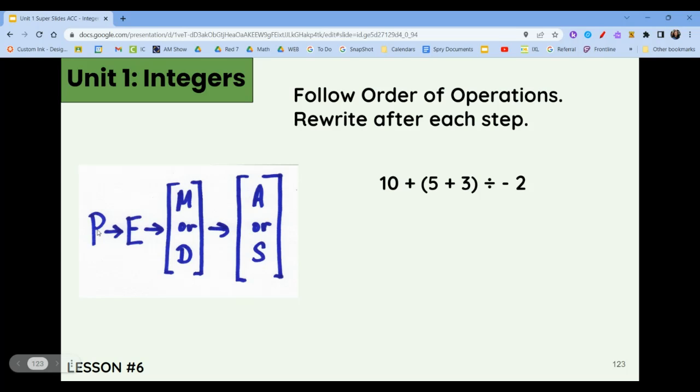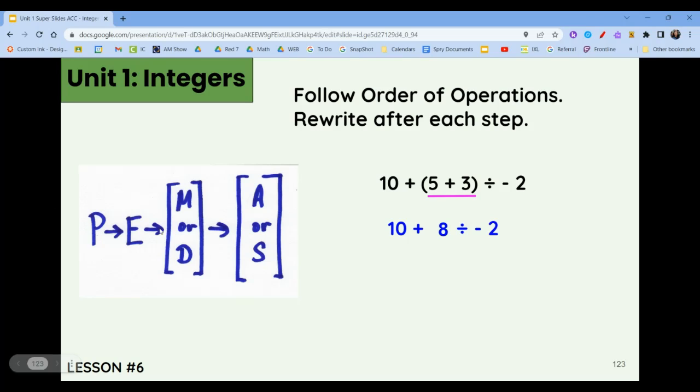Okay, this next one. Is there anything to do in parentheses first? Yes. So I'm going to underline parentheses first, and 5 plus 3 is 8. And then I'm going to rewrite everything else. And yes, you need to do this. This is not optional. You have to rewrite everything every step. So now it should say 10 plus 8 divided by -2.